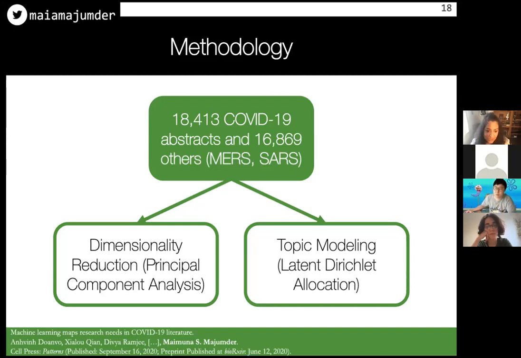Following PCA, we conducted topic modeling using latent Dirichlet allocation, abbreviated as LDA as well. LDA is an unsupervised probabilistic algorithm that extracts hidden topics from large volumes of text. Once trained to discover words that separate documents into a given number of topics, LDA can estimate the mixture of topics associated with each document, or in our case, scientific abstract.